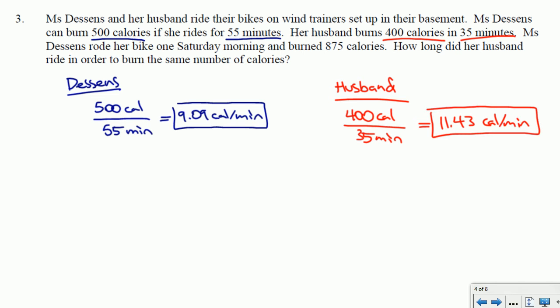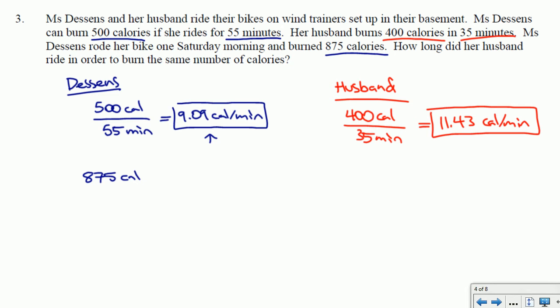So next we need to look at her Saturday morning bike ride, where she burned 875 calories. So if she burned 875 calories, and we know she burns 9.09 calories per minute, we can figure out how many minutes she rode. Now this doesn't necessarily answer the question directly, but it's a little bit helpful. So we basically need to figure out how many times 9.09 fits into 875.